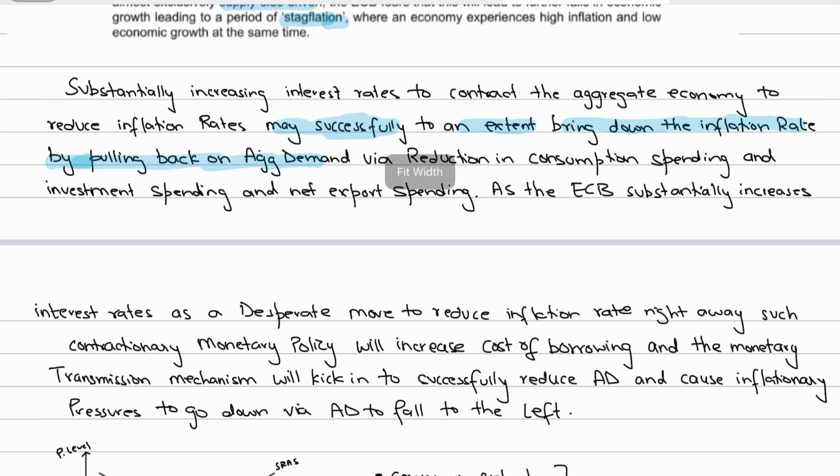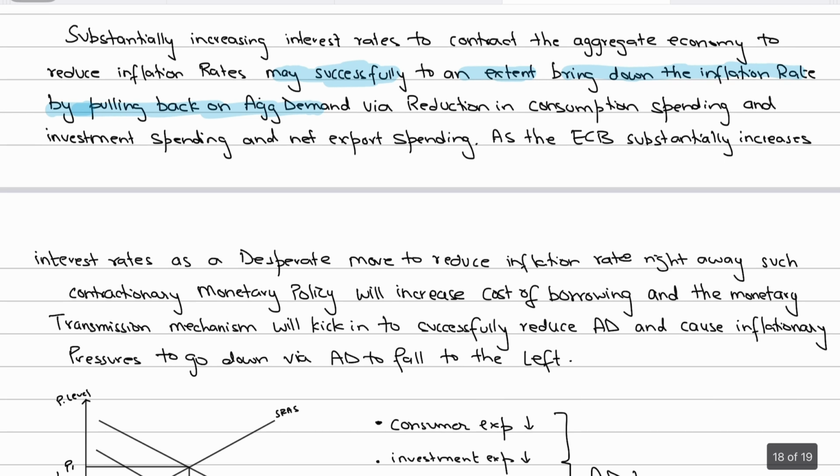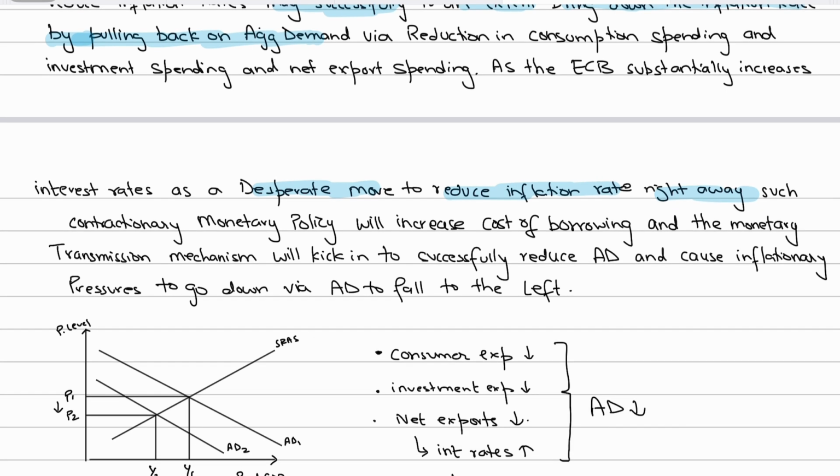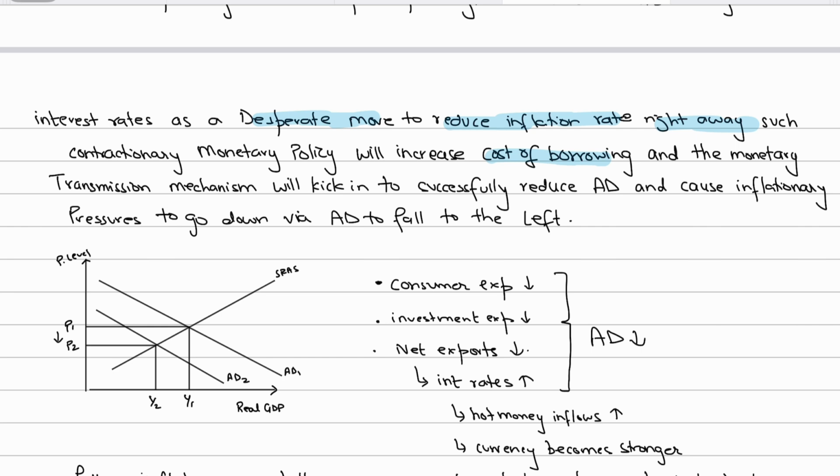Right, and you'll say, how would AD fall and how would inflation go down? So you'll say that as the ECB is substantially increasing interest rates, and the reason it's increasing interest rates is because it's a desperate move by the ECB to reduce inflation right away. So you'll say that such contractionary monetary policy will basically increase the cost of borrowing, and once the cost of borrowing goes up because of increasing interest rates, the monetary policy transmission mechanism kicks in to successfully reduce aggregate demand and cause inflationary pressures to go down via AD falling to the left.